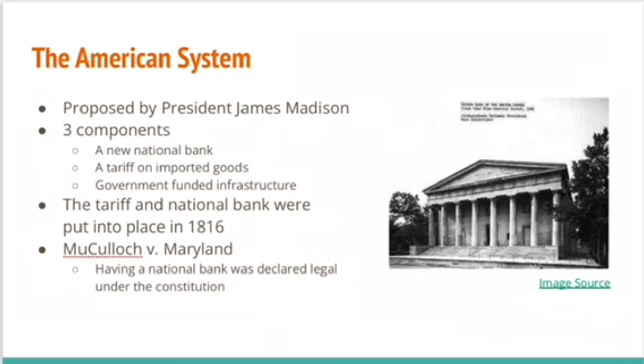People weren't sure about having a national bank, but in the court case McCulloch v. Maryland, the court deemed a national bank legal under the Constitution.